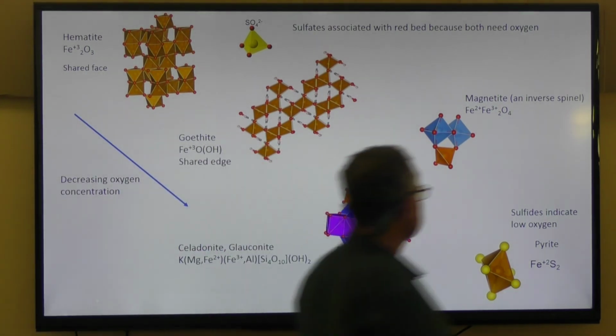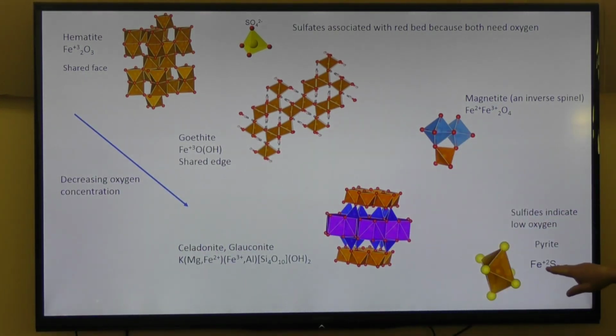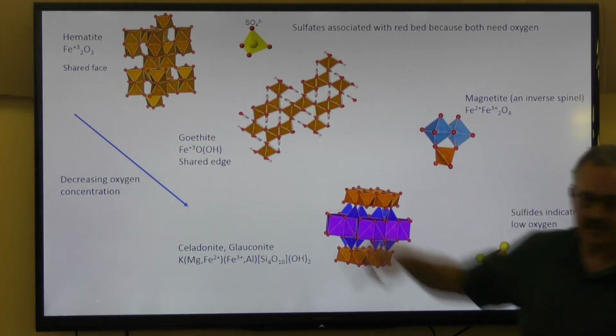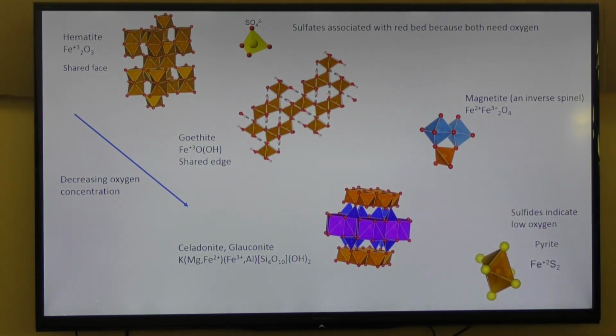When the oxygen's at its lowest, iron +2 and sulfide, no oxygen, so you get pyrite. Pyrite's unstable at the surface of the Earth. It'll be oxidized back in that direction. And you can actually see this, I guess, in some of the older museum pieces that were collected in the 1800s. They're starting to corrode.